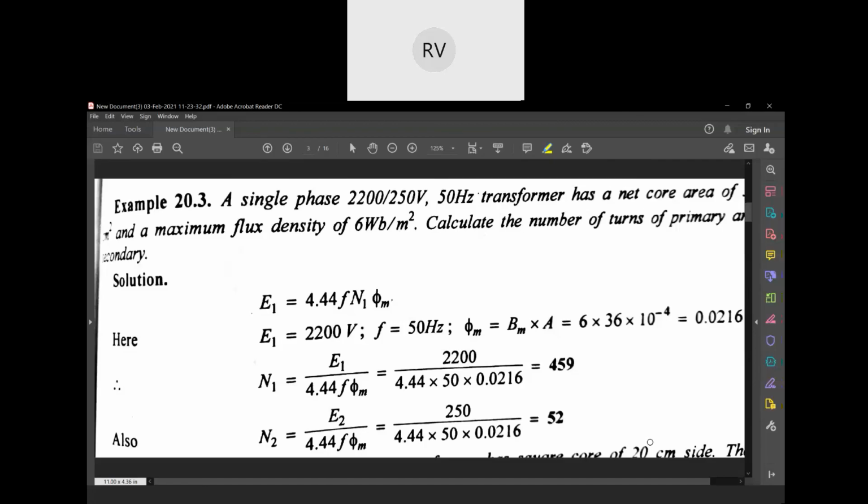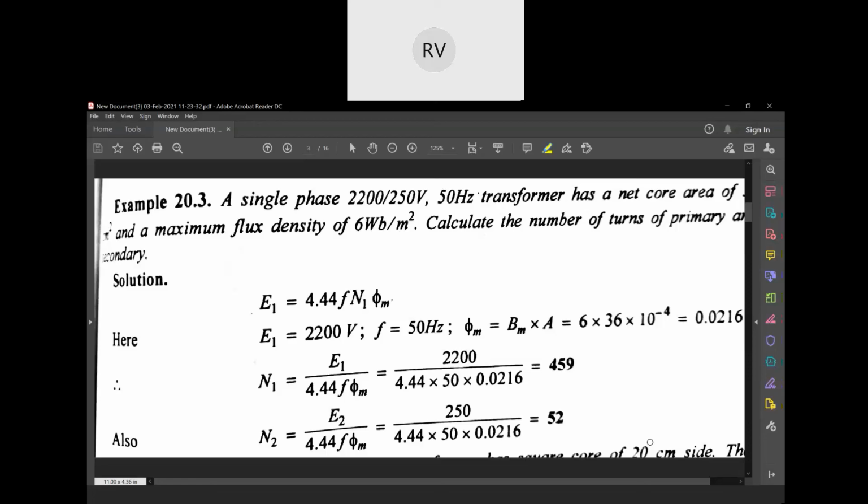Okay, the next problem is, here he is giving us a single phase, 220 volts by 250 volts, 50 hertz transformer that has a net core area. He's giving us areas here, okay? Net core area of 36 centimeter square, and a maximum flux density of 6 Weber per meter square. Calculate the number of turns of primary and secondary.